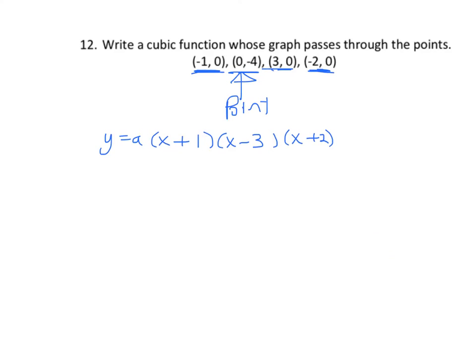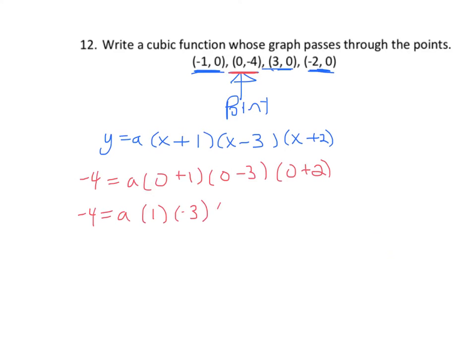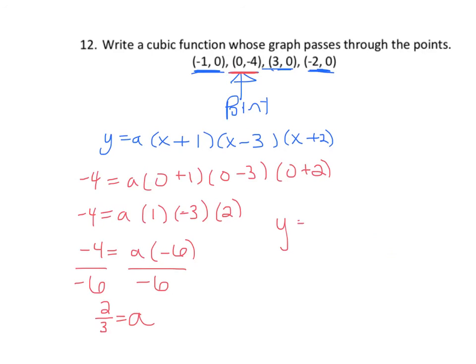Then we're going to plug in the point 0, -4. So -4 goes in for y, and 0 goes in for x. Simplify each set of parentheses. Multiply those 3 sets of parentheses on the right side. And simplify. So a equals 2/3. And then lastly, we're just going to plug that in. So we have y equals 2/3, and then our 3 factors.